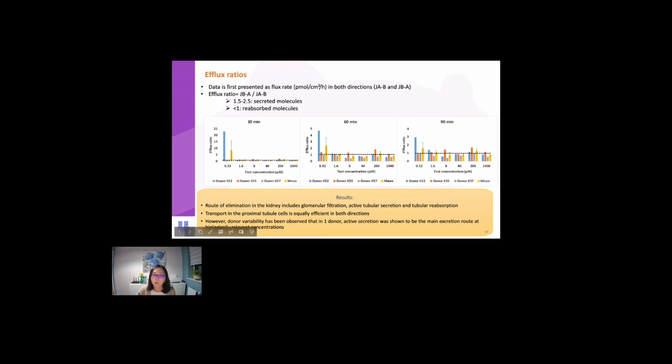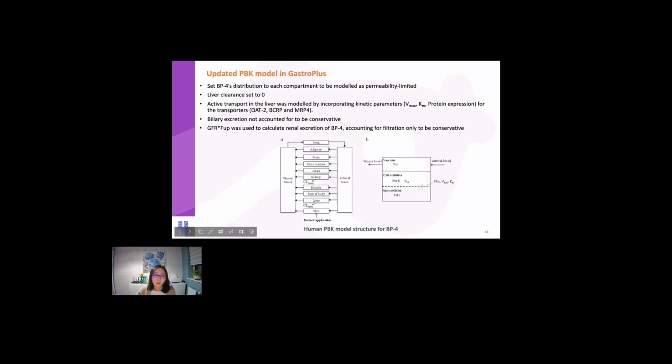Since we have now got most of the data, we have updated the PBK model in GastroPlus. You can see the structure of this human PK model below, the tissues involved. We have set each of the compartments to be modeled as permeability limited, given the data obtained from the PAMPA assay. Liver clearance was set to 0 to be conservative, based on hepatocyte data and S9 incubation data.